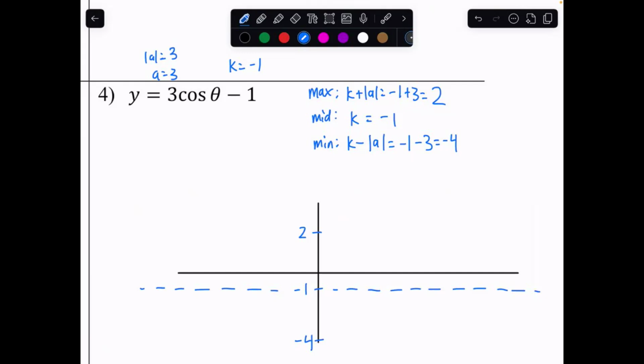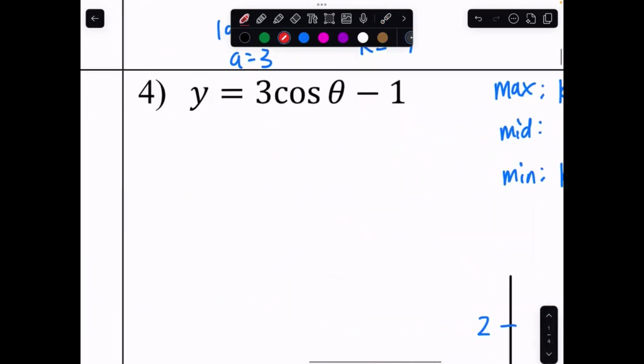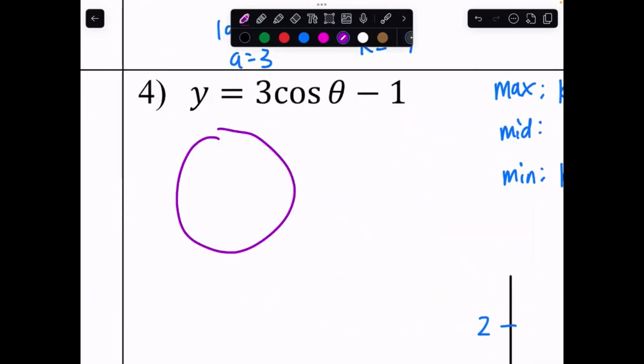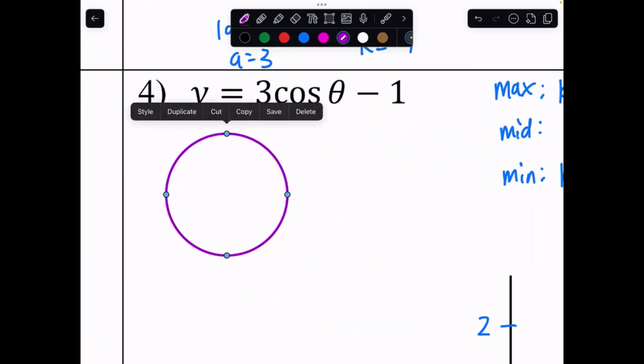Okay, so now we need to figure out the angles. When we graph trig functions, they're not x values, they're angles, right? So to help identify what angles we're going to use, we can sketch a little circle over here. Okay, so we're basically going to recreate what we just did on the brain worksheet, but we'll do it without copying, just so we can remember.